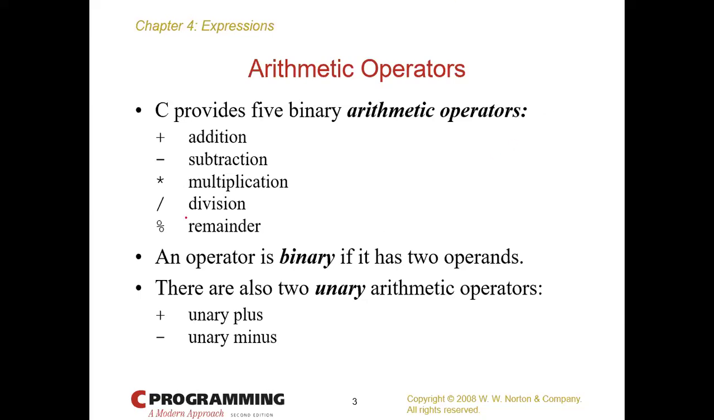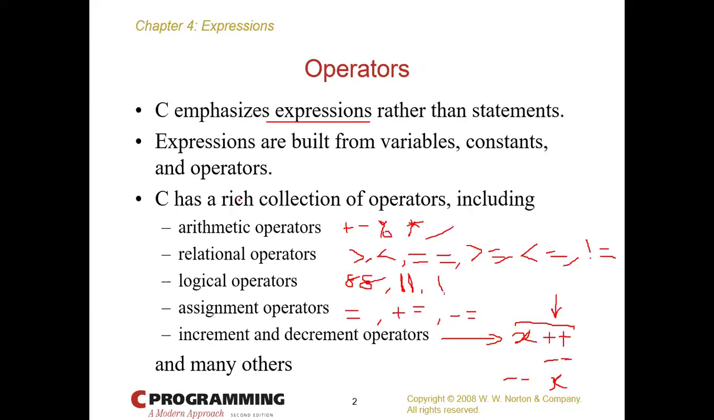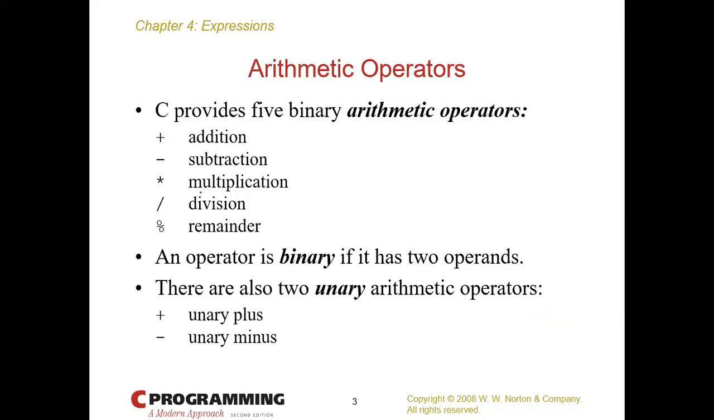We have five arithmetic operators. I think we already discussed all of these. We mentioned all five, so it makes our journey easier. So this is addition, subtraction, multiplication, division, and then the remainder. In many other programming languages, including mathematics, this is called the modulus operator. It's called the modulus operator.